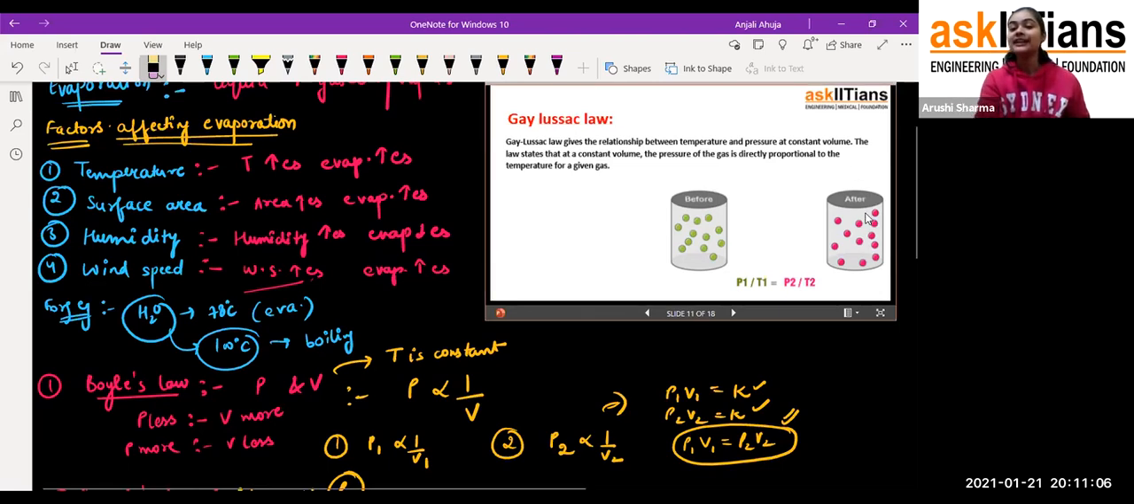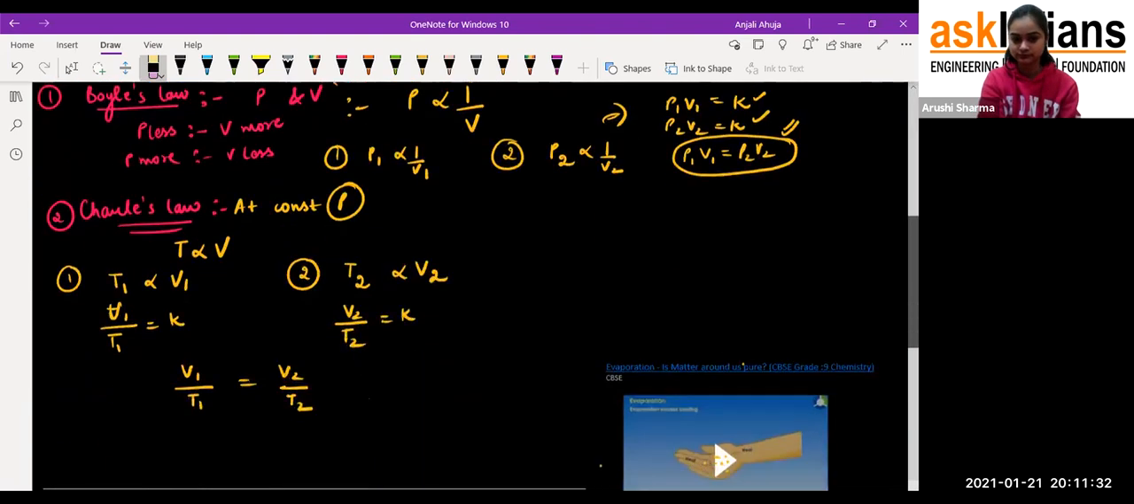Now coming to the Gay-Lussac law. So, students, according to the Gay-Lussac law, it gives the relationship between the temperature and pressure at constant volume. The law states that at constant volume, the pressure of the gas is directly proportional to the temperature. How?